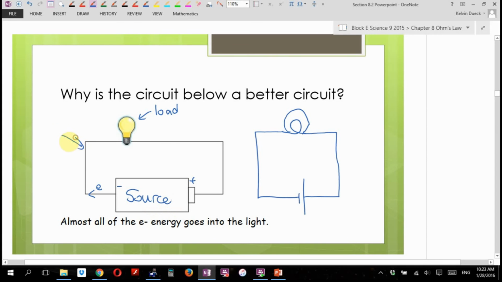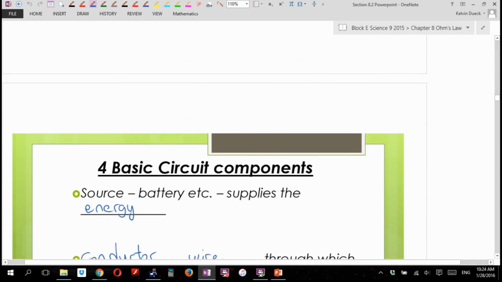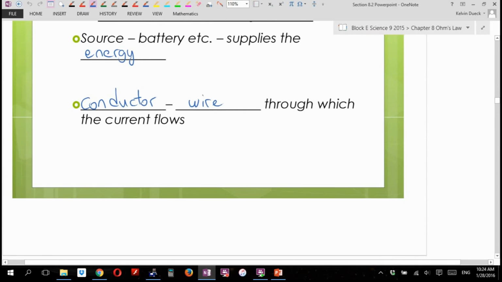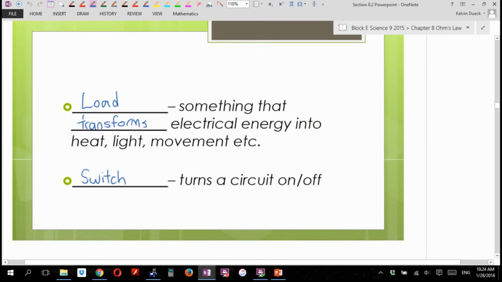Wires. And you can see when I was typing this up, as usual, I forgot to put a switch in. Sorry. There should be one somewhere. Okay. We have circuit symbols for all of these.